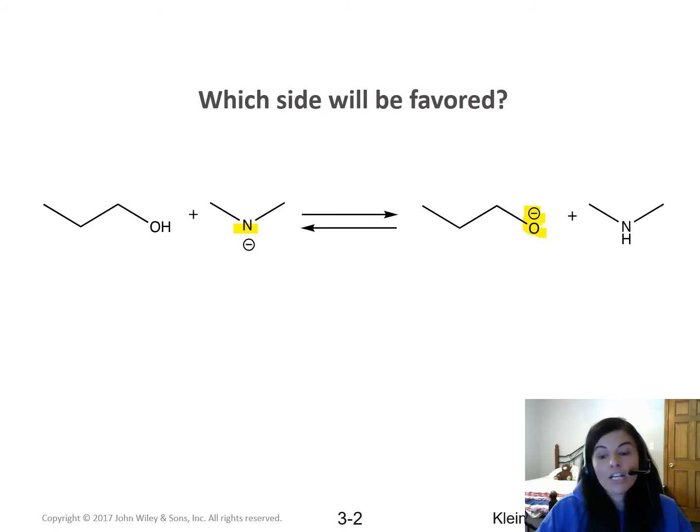Nitrogen and oxygen are in the same row. So I am looking for which one of them is more electronegative. Okay, the more electronegative atom is better at stabilizing that negative charge and will be preferred. Well, I know that oxygen is more electronegative than nitrogen. So it's going to be my product side of the equation that is preferred.